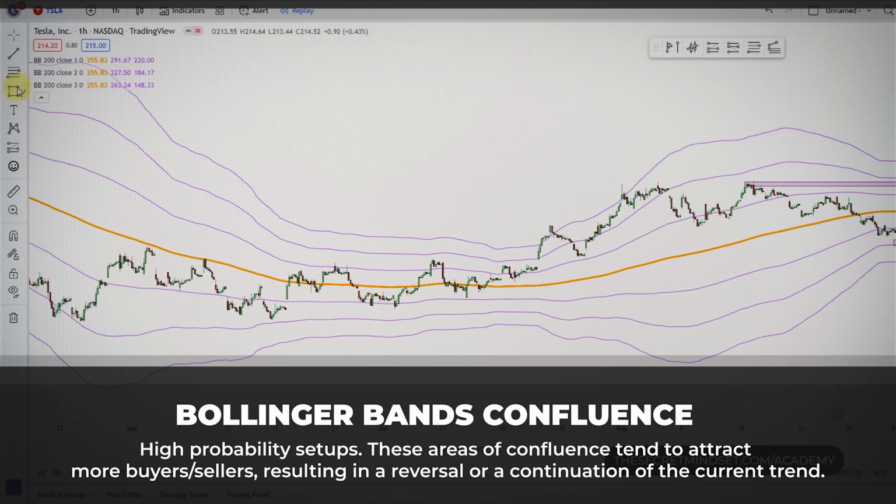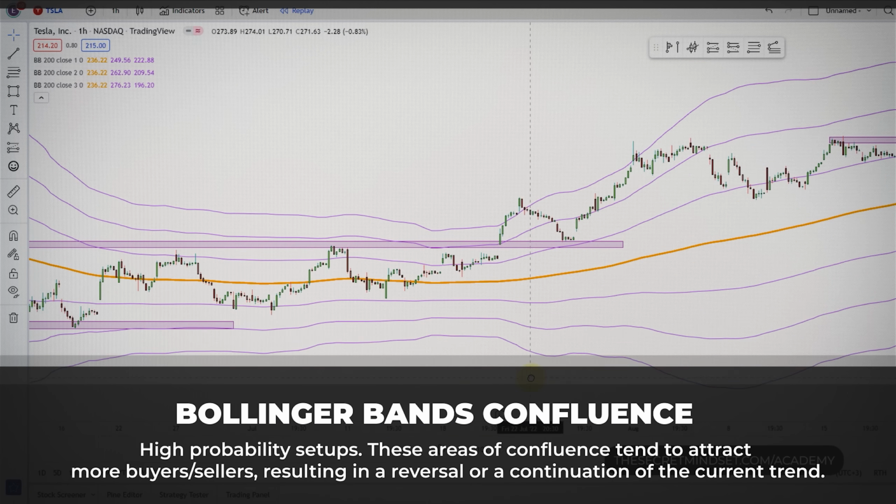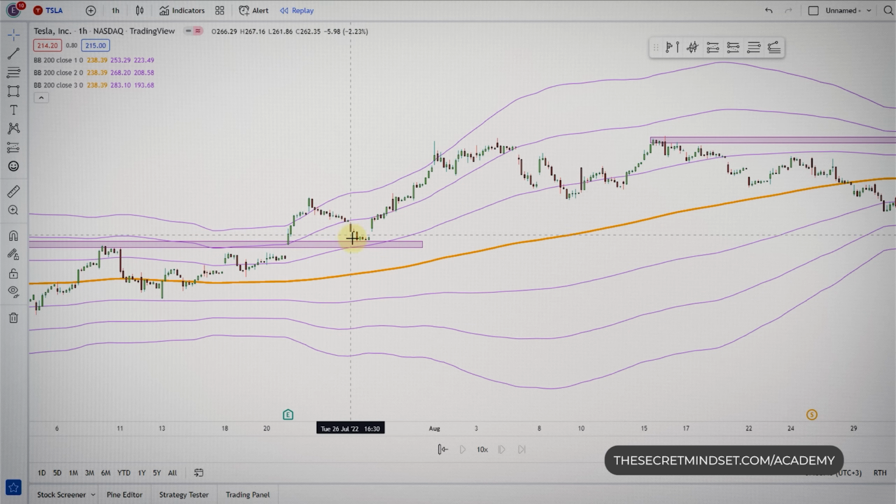Let's use simple support and resistance levels. Looking for overlaps of key levels with Bollinger Bands is an excellent way to find high probability setups. These areas of confluence tend to attract more buyers or sellers, resulting in a reversal or a continuation of the current trend. With this confluence, you are basically finding pullbacks in a strong trend.